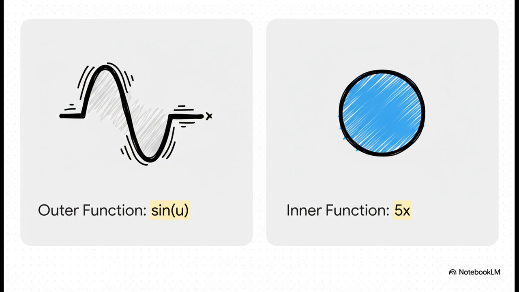Step 1, identify. The outer function is sine of something. And the inner function? It's that something, which in this case is just 5x. See? The logic is exactly the same, even if the functions look totally different.